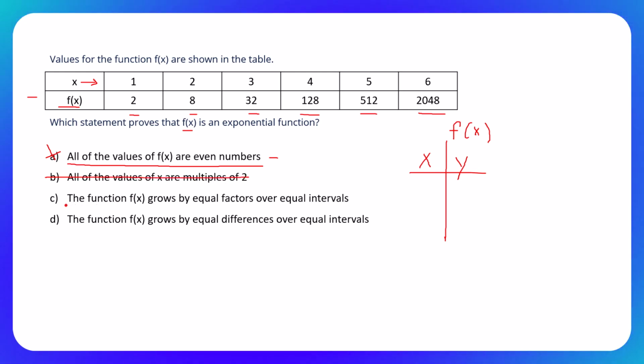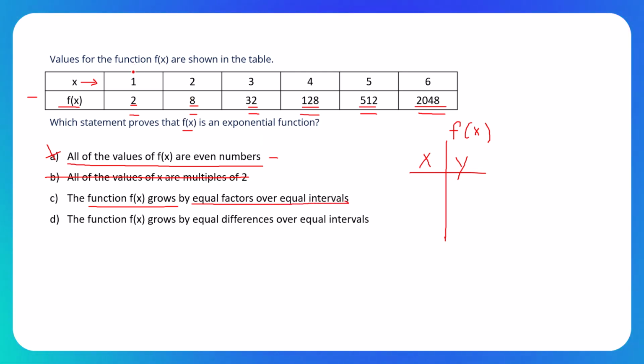Okay, C: the function f of x grows. So we're going to look at f of x to see if it's growing. It's starting at 2, goes to 8, gets bigger each time: 32, 128, 512, and 2048. Okay, so that's true. But is it growing by equal factors over equal intervals?